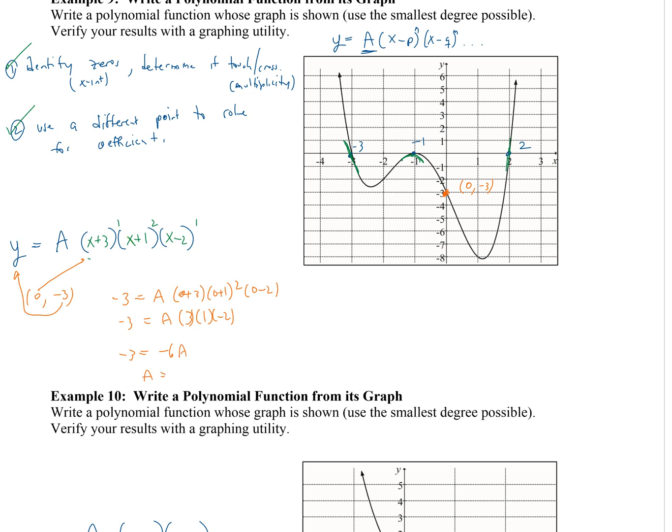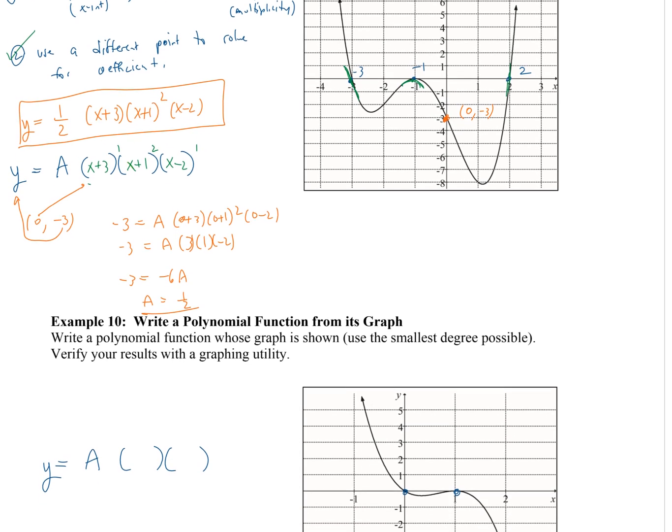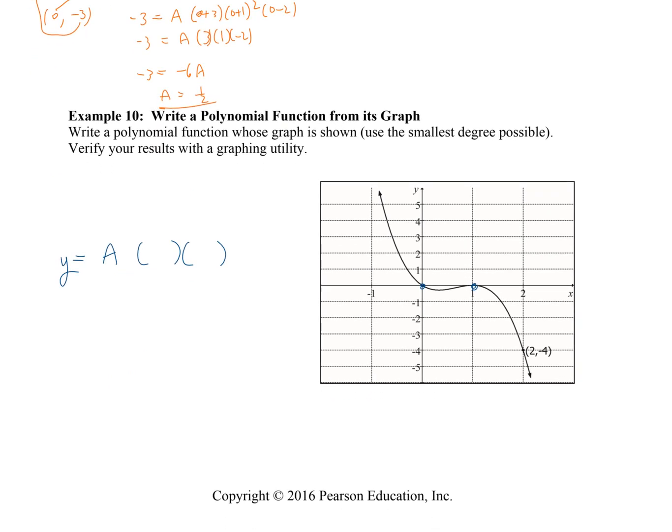So if you divide both sides by negative 6, you're going to get a equals positive 1/2. Once you have a, we're ready to finally put the answer: 1/2 times x plus 3, x plus 1 squared, x minus 2. And voila, you're done. Quite simple. We'll do this one as well.